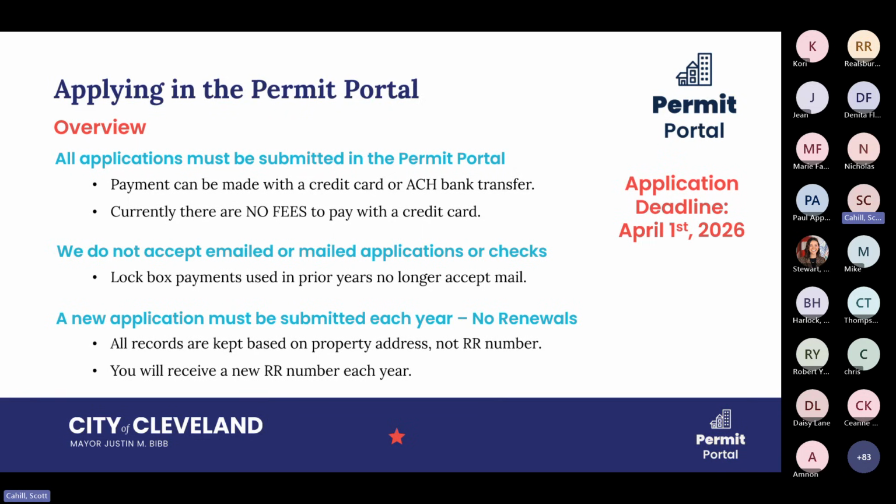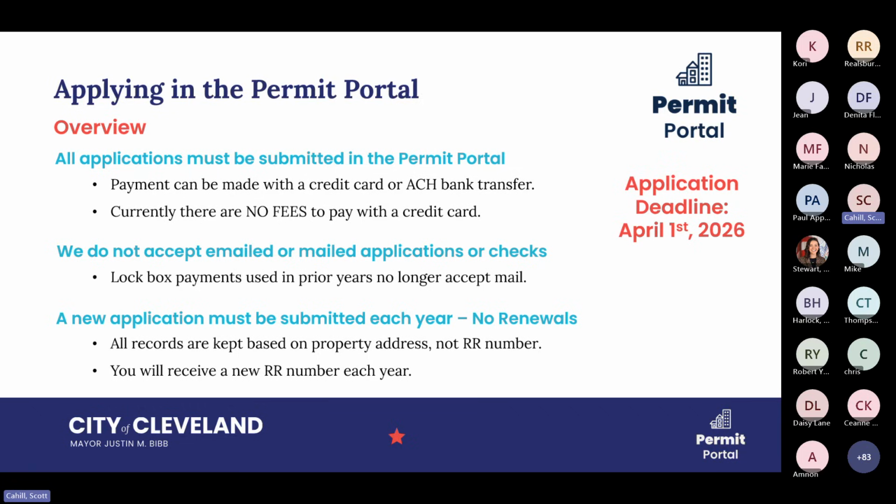In the past, it was very important for residents to remember their RR number, and that RR number stayed the same year after year after year. Going forward, you're going to receive a new number each year that'll be RR, and the next two digits will be the year of your registration. So you'll get an RR 26 with a dash and 5 numbers for your registration this year. The good news is you no longer need to remember what that RR is. We can keep all your records just based on your property address.